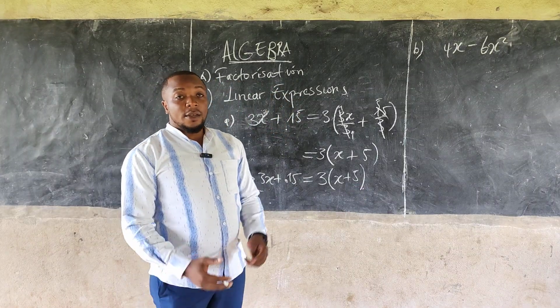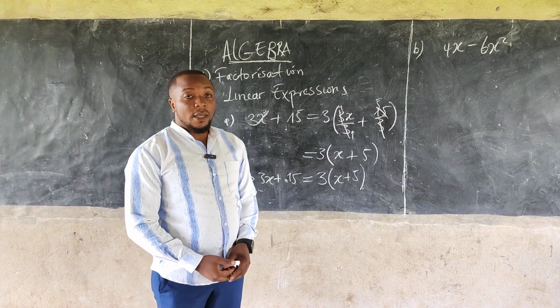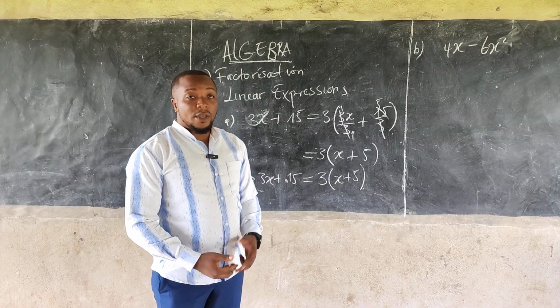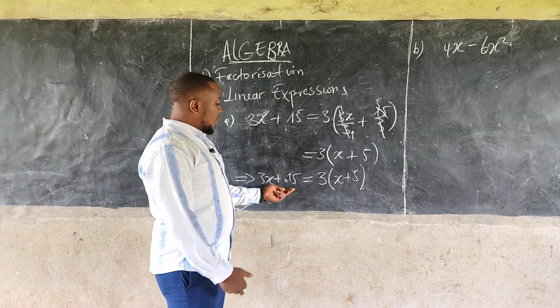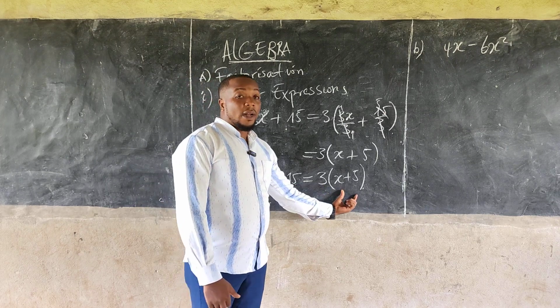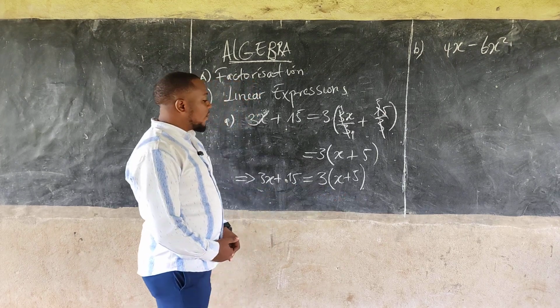Like we said, factorization means writing an expression as a product of its factors. So this expression has been written as a product of 3 and the other factor x plus 5.